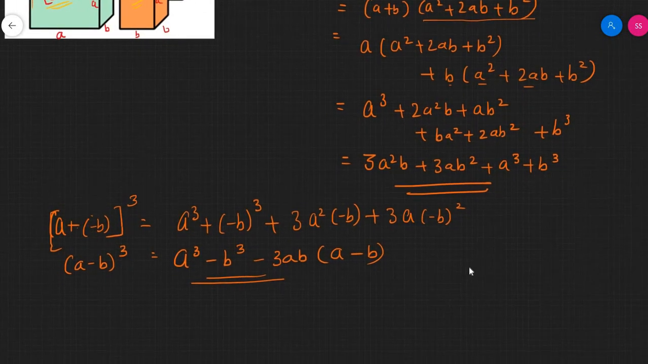And in the next video we will solve some problems using this basic expression of cube. Until then, ciao.